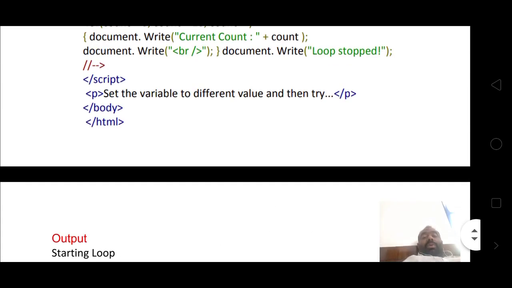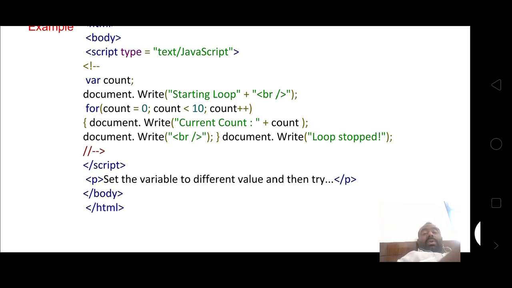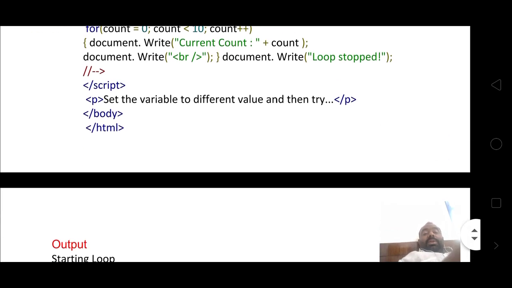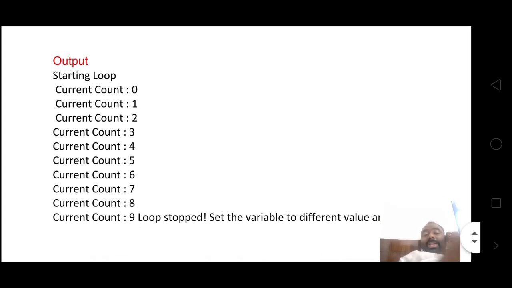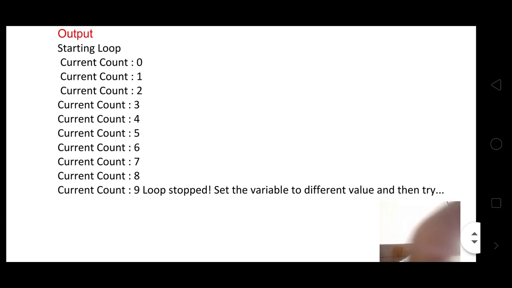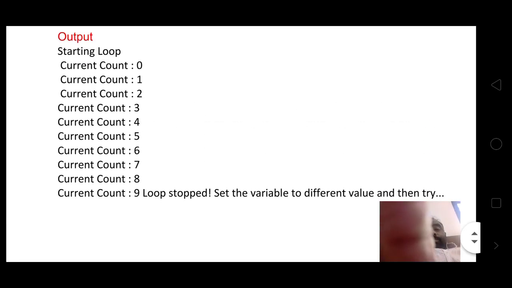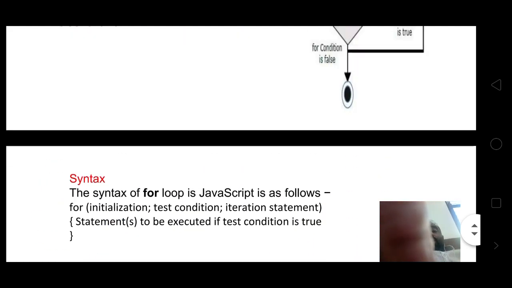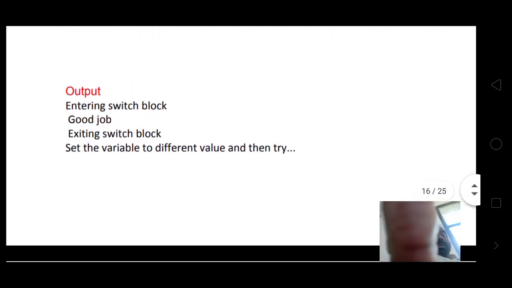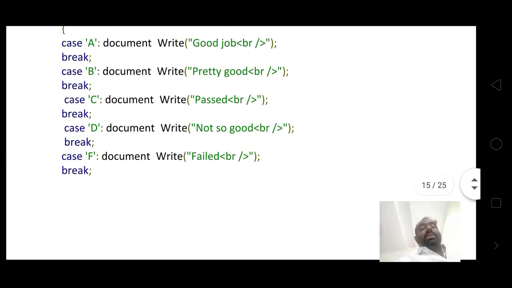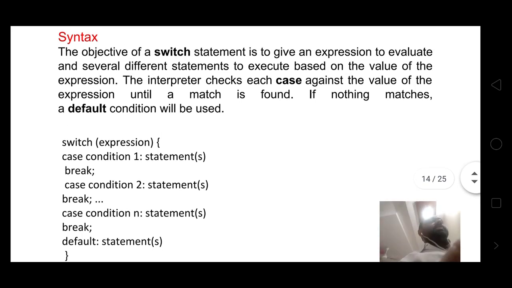Then what you can write here: count less than 10. The loop executes up to 9. Then when 10 is reached, the condition is false, and the loop exits. Then this is the for loop. Okay, once again you check the conditional statements.